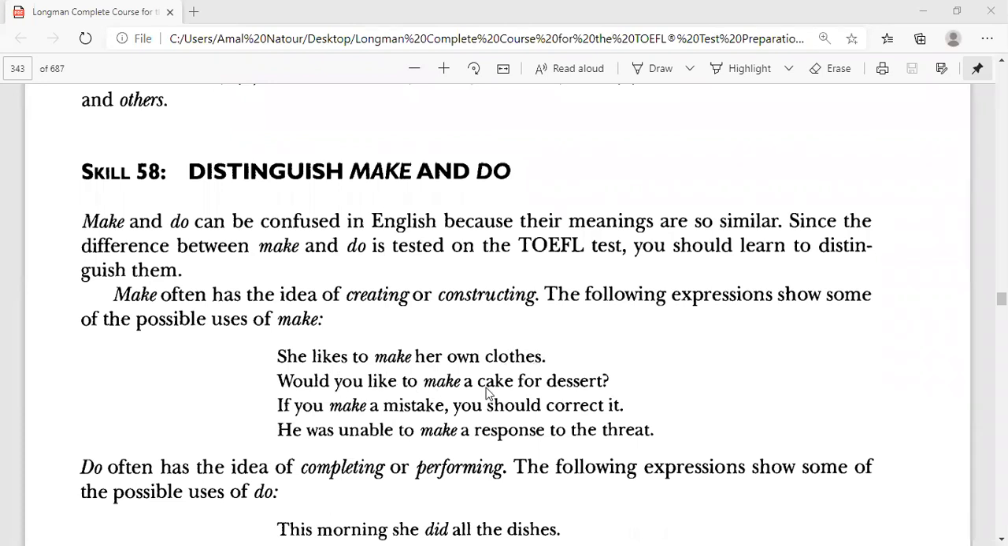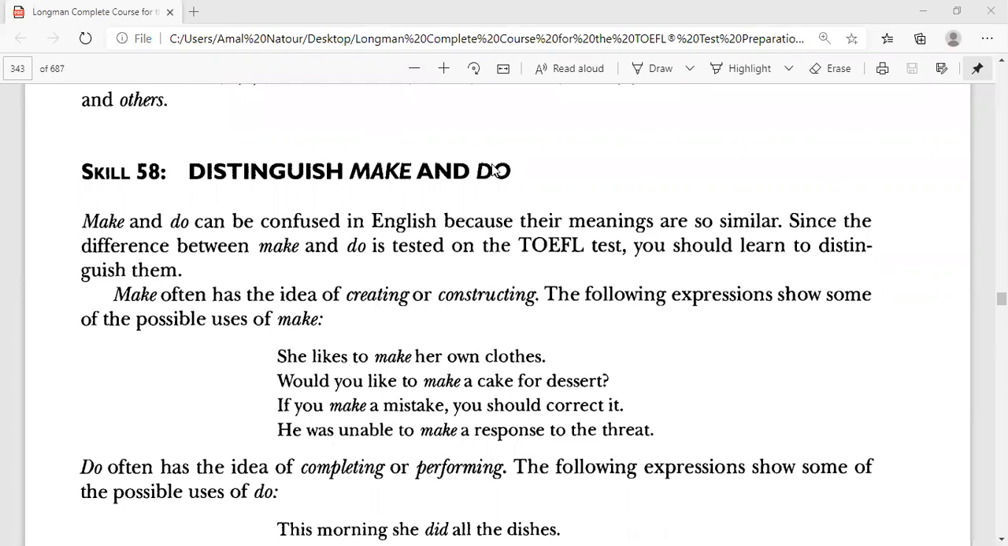Would you like to make cake for dessert? If you notice here, make cake. Making something, creating something from nothing. From flour, eggs, vanilla, oil, she made cake. Then you make something from nothing. If you make a mistake, you should correct it. Make a mistake. Even mistakes, we make them. He was unable to make response to the threat. Make response. Let me say it again: when we talk about make, we're talking about constructing and creating.